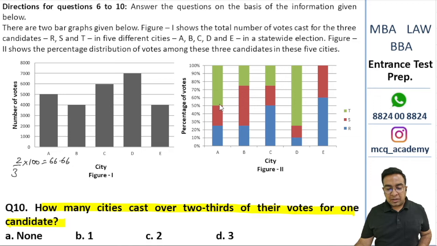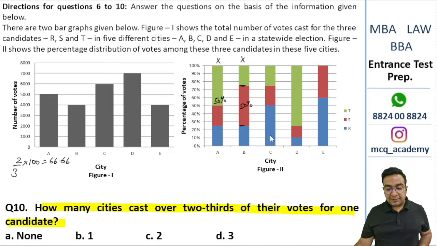So for city A, the maximum number of votes here is equal to 50%. Therefore, we do not need to take this into consideration. We need to see cities where more than 66.67% of votes are going to one candidate. For city B, similarly, the red portion is the largest one, but this is equal to 75 and 25. This is equal to 50%. Therefore, this is not to be taken into consideration.